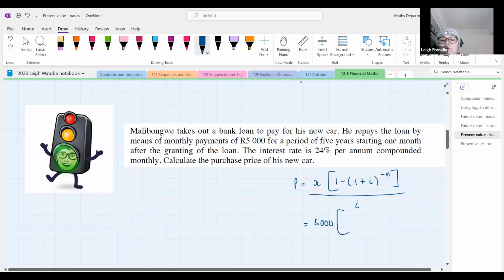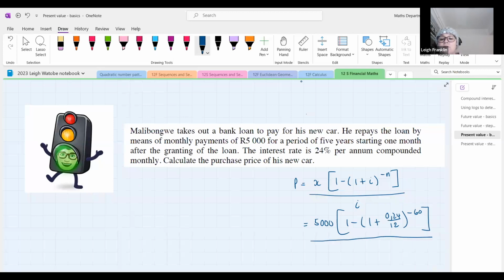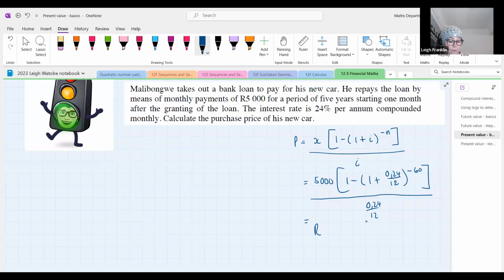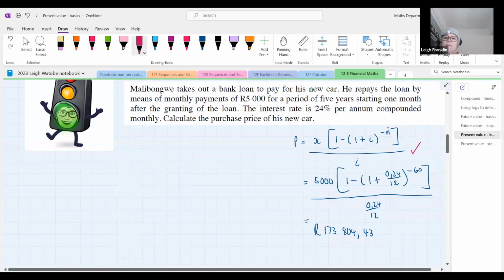If you're all okay with this, I'll just quickly put it over here. 24 over 12. It's for a period of 5 years, so this would be minus 60. There would be 60 payments, one payment a month for 5 years. And you should have ended up with a final answer of 173,804.43. Again, there would be a mark for subbing into the right formula. Often there is a mark for the correct N value, the number of payments, and then on your answer.